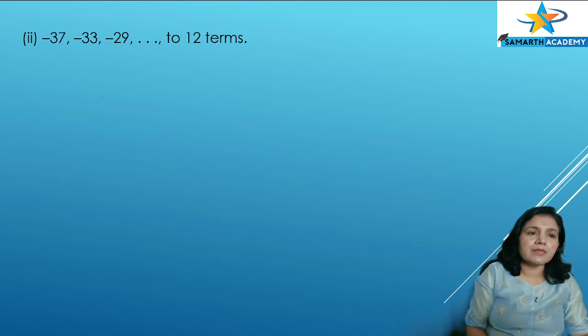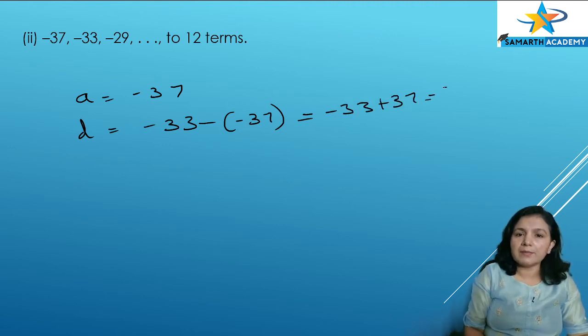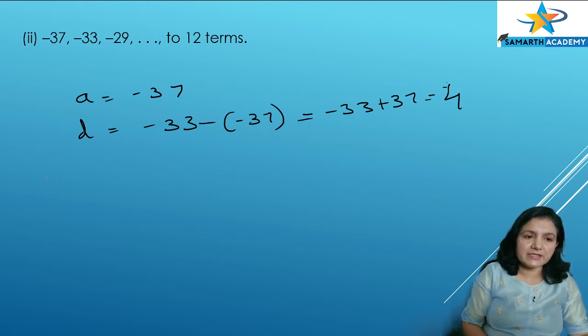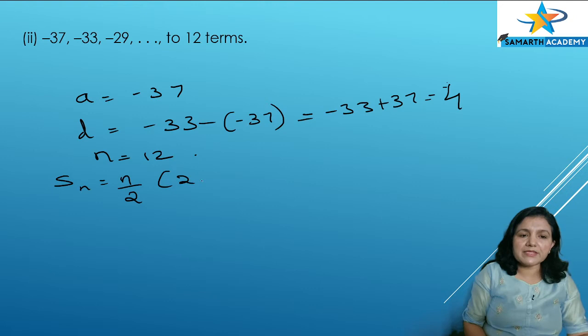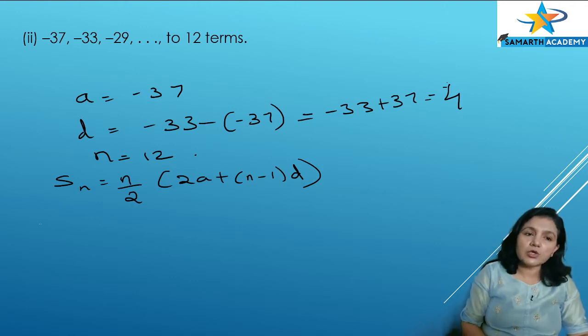Question 2. a equal to minus 37. d is second term minus first term, that is minus 33 minus of minus 37, which becomes minus 33 plus 37, equal to plus 4. Your common difference d is plus 4, a is minus 37 and the number of terms is 12. We will use the formula Sn equals n by 2 (2a plus (n minus 1) into d). For all these questions, we will be using the same formula as the nth term is not given.